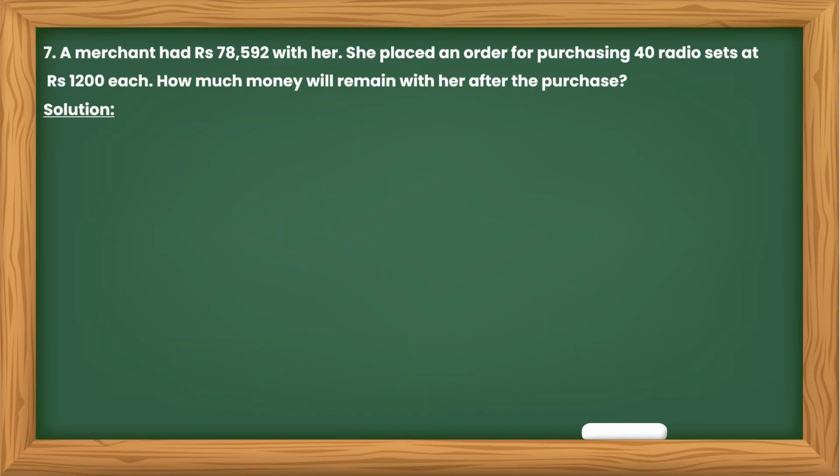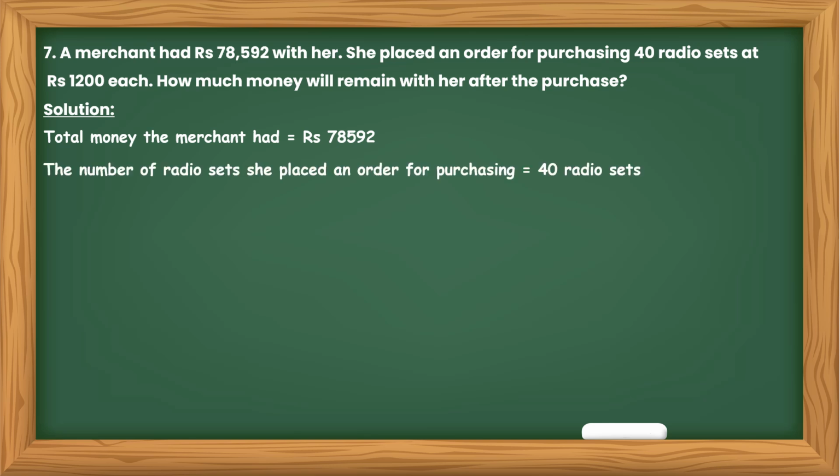A merchant had rupees 78,592 with her. She placed an order for purchasing 40 radio sets at rupees 1,200 each. How much money will remain with her after the purchase? So what is given to us is the total money the merchant had is 78,592 rupees. So she has to purchase 40 radio sets. Okay. So the number of radio sets she placed in order for purchasing is 40 radio sets.